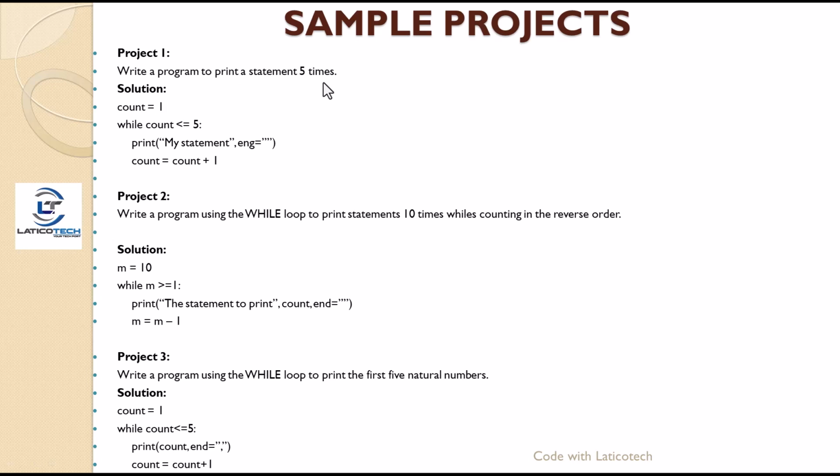And then count the statement. Then we can print more than that, but in this case we're going to print 10 times, and then we're going to do the counting in the reverse order. Then we can also do another program that will print 5 natural numbers. Okay, so let's go to our code editor and see how to do this one.